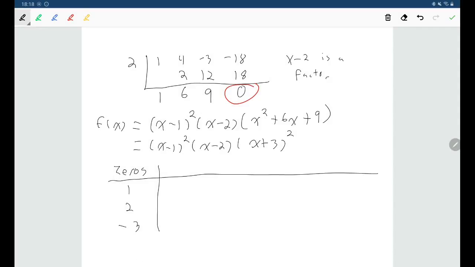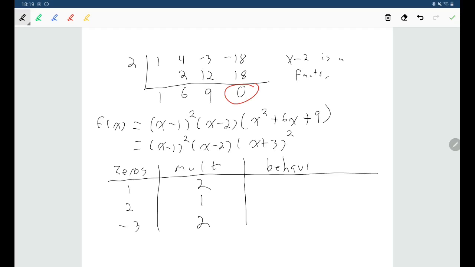So we know that x being 1 has a multiplicity of 2. That x being 2 has a multiplicity of 1. Notice that the power on x minus 2 is just 1. And for the last one, we've got x plus 3. The 0 is negative 3, and x plus 3 was squared, so the multiplicity is 2.